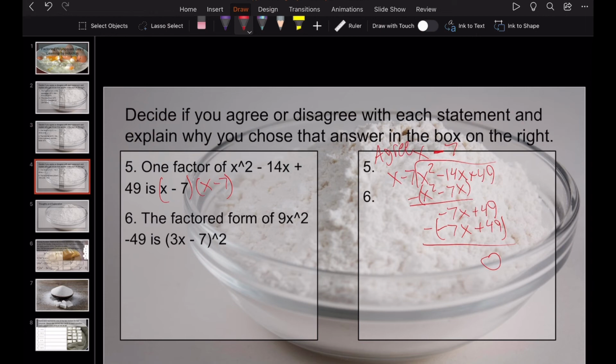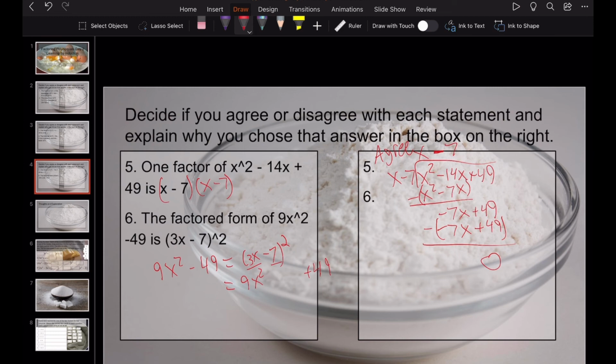Number 6, the factored form of 9x squared minus 49 is equal to 3x minus 7 squared. We just had a lesson on how to square something inside of a parentheses quickly, and it's that you do the first number squared to make 9x squared. You do the second value squared. We have a plus 49 at the end, and then we're going to multiply the 3x and the negative 7, and then we're going to double that.